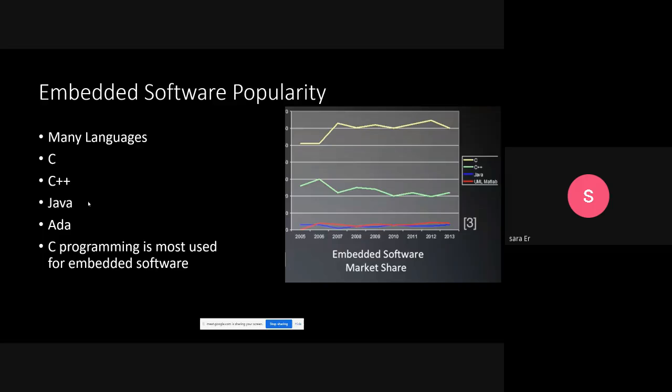As you can see in this picture, embedded software might use several languages such as C, C++, Java, and others. And the language C, here in yellow, is the most popular language in embedded software programming.